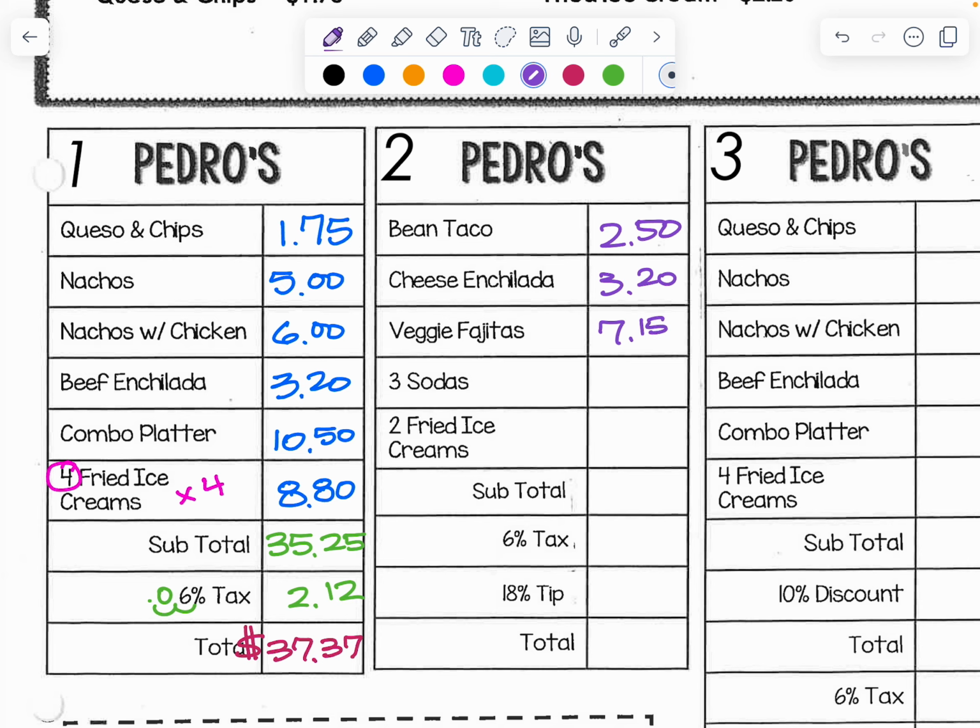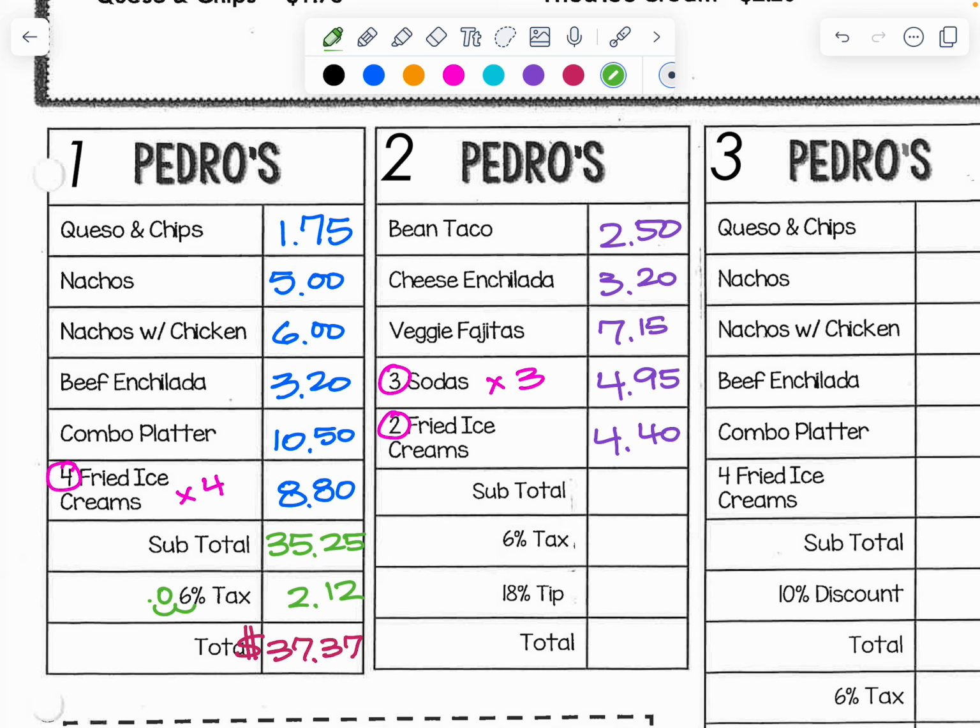Whoa, watch out. Look at this. This is 3 sodas, so you're going to take the price of a soda and multiply it by 3. You should get $4.95. Watch out for this one. You have 2 fried ice creams. So you're going to multiply the cost of fried ice cream times 2 to get $4.40.